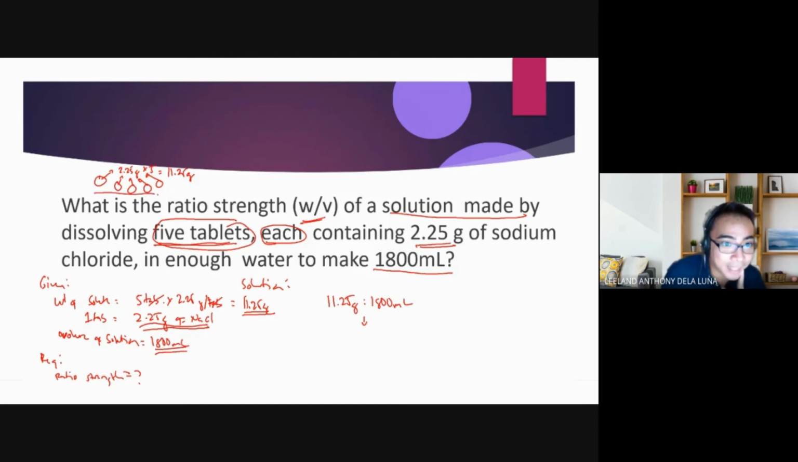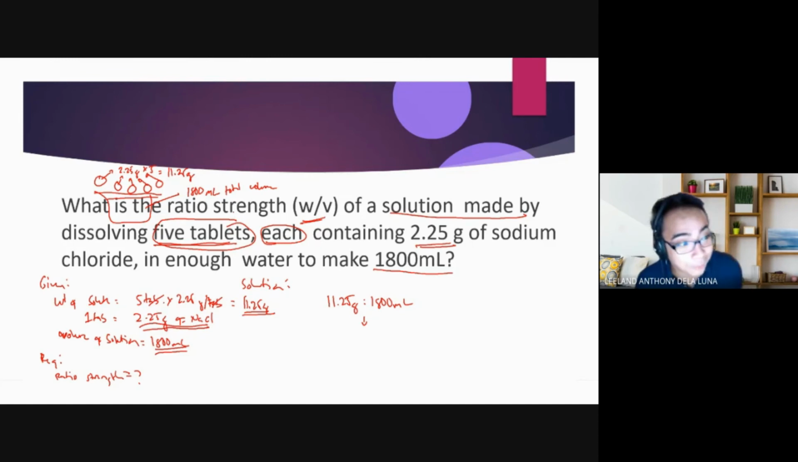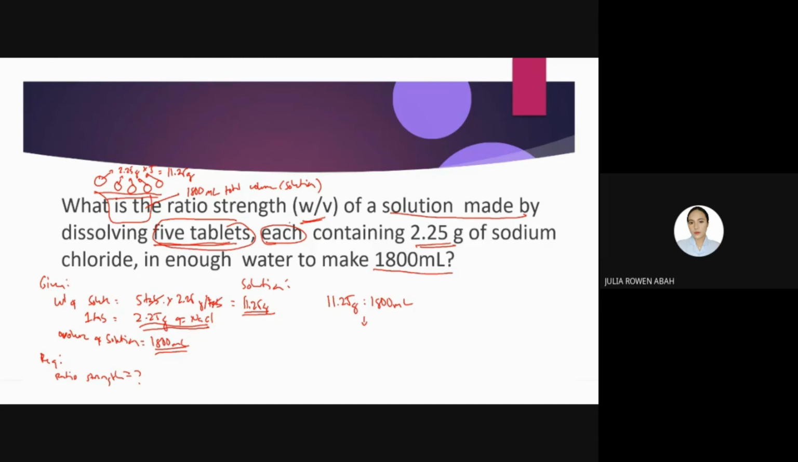Tapos lahat ng tablet na yan, i-dissolve natin in water, in a solution na dapat ang total volume 1,800 ml. Total volume. So dahil sinabi kong total volume, the solution contains both the volume of the sodium chloride tablets together with the volume of the solvent to be used, which is obviously water. Are we good so far? Yes po, sir. All right.